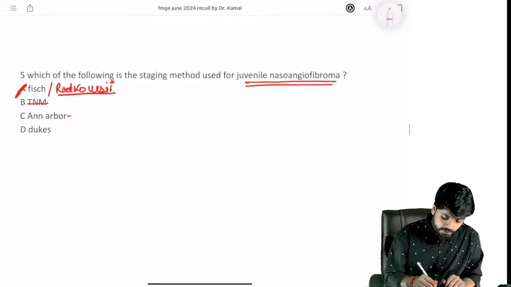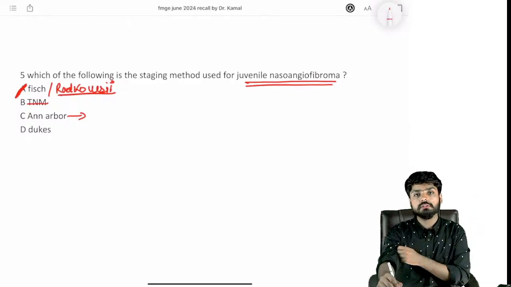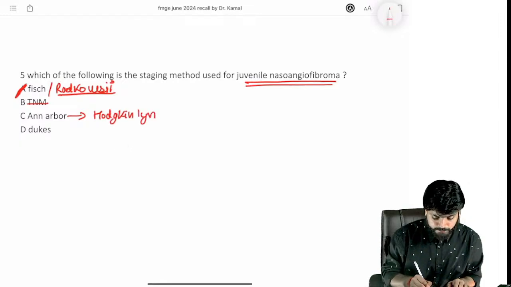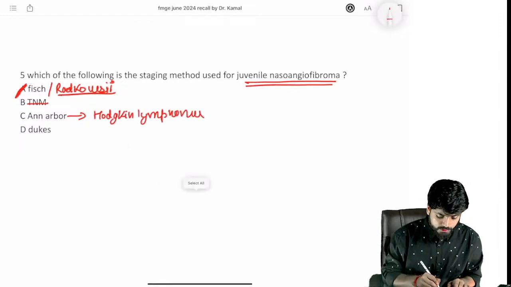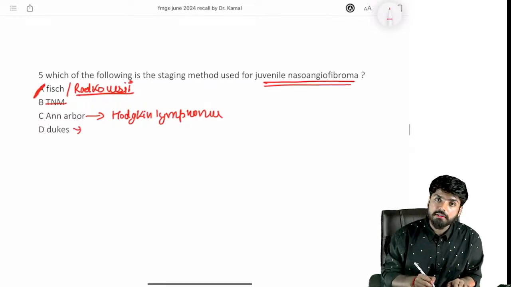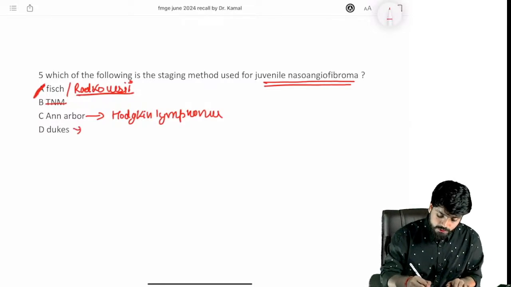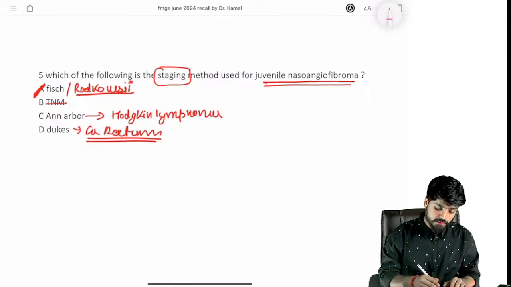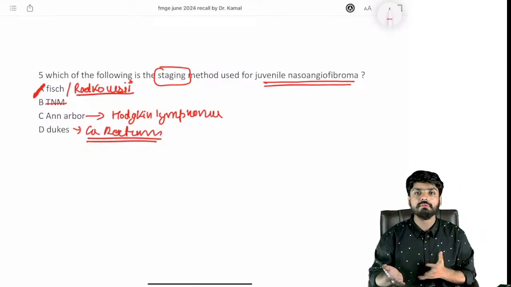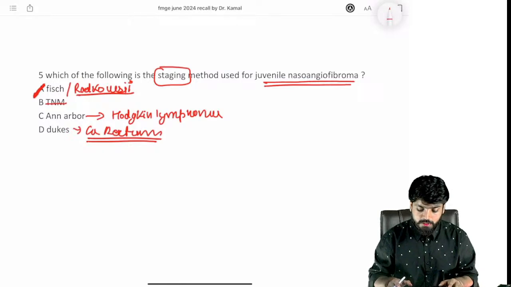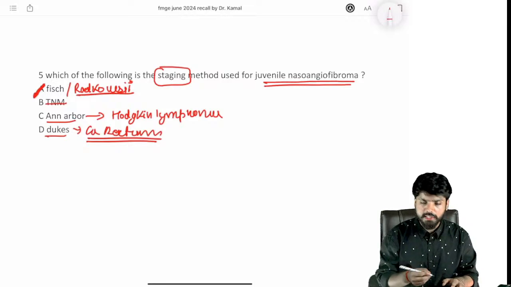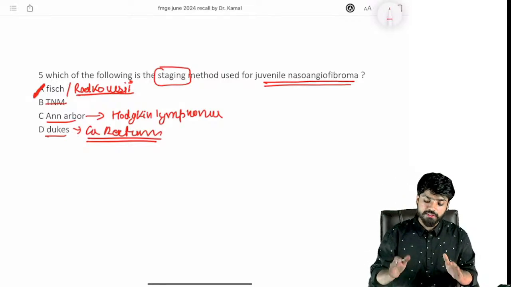Ann Arbor is a very famous classification. We all study it in medicine, hematology. That is for Hodgkin lymphoma. So this can't be the answer. And Dukes, in surgery we read Dukes classification or staging; that is carcinoma rectum. So the answer is Fisch. You can easily exclude it by the others. Even if you didn't study juvenile angiofibroma, you can get it by excluding Ann Arbor and Dukes. And TNM is a general staging. We do not do it specifically for juvenile angiofibroma.